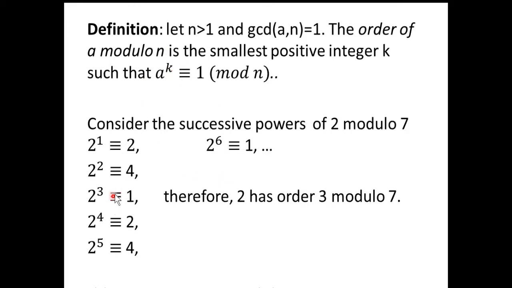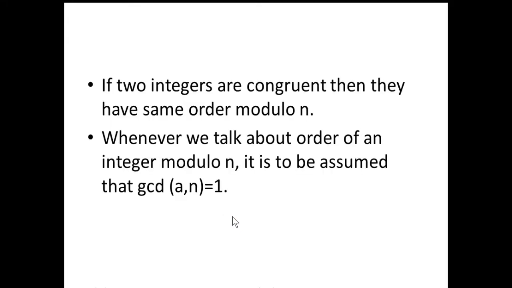So, for example, here we have found the order of 2 mod 7. So 2 to the power 3 becomes congruent to 1 mod 7. But again 2 to the power 6 is also congruent to 1. But because this 3 is the least, we can say that the order of 2 is 3 mod 7. Next we have this: if two integers are congruent, then they have the same order modulo n. And whenever we talk about the order of an integer modulo n, you have to assume that a and n are relatively prime.